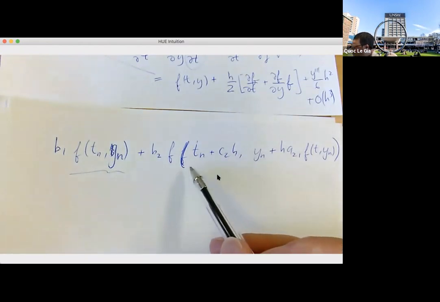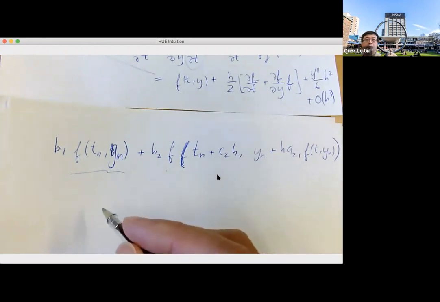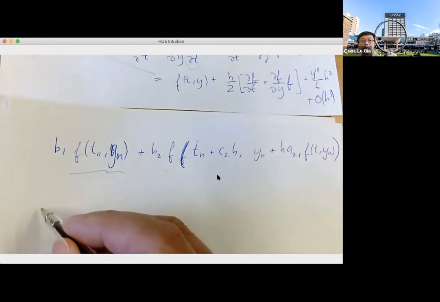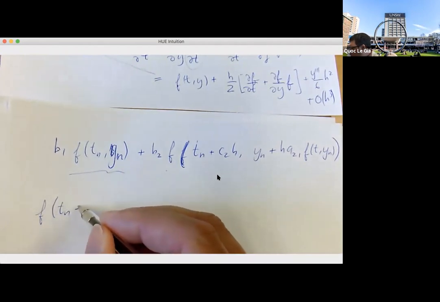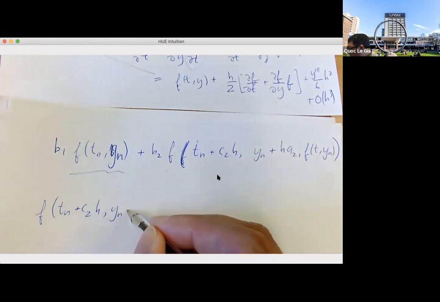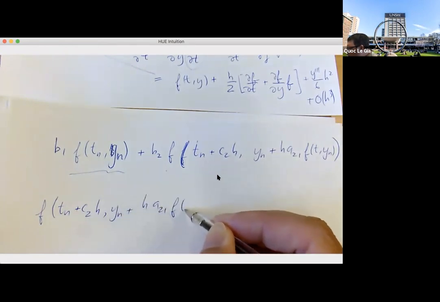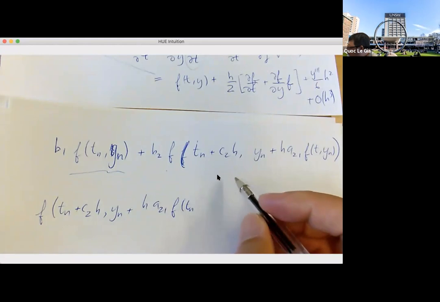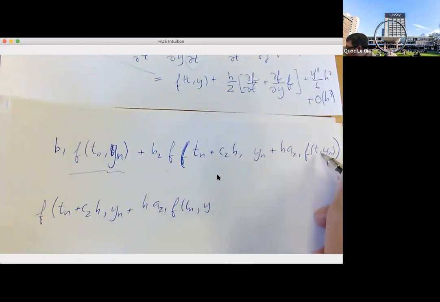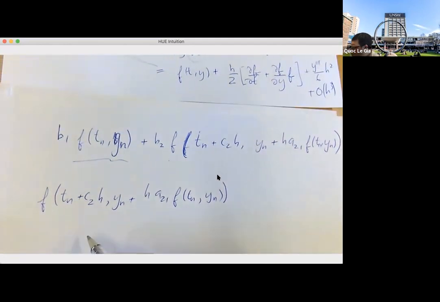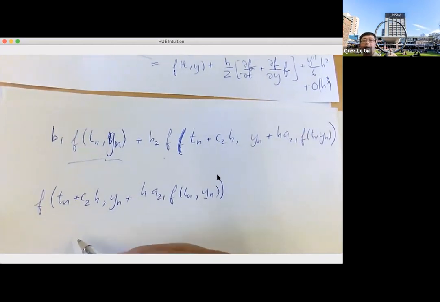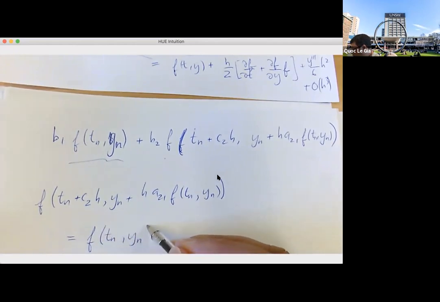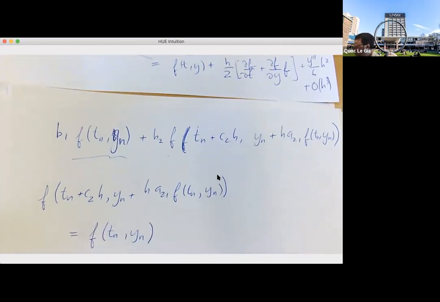But this term can be expanded by Taylor expansion, right? So f of tn plus c2 h, yn plus h a21 f of tn, yn can be expanded by Taylor expansion with two variables. So this one will be f at tn, yn.